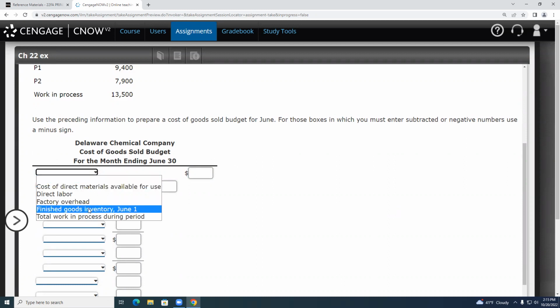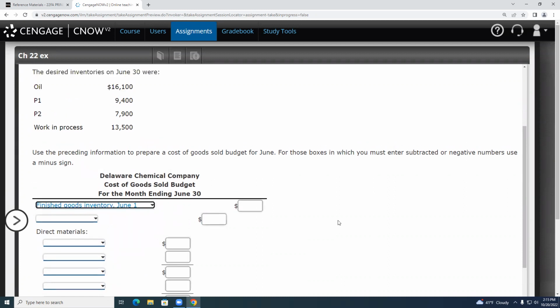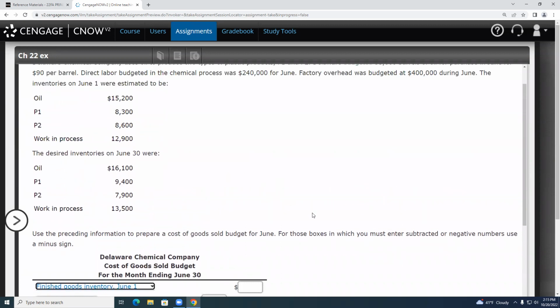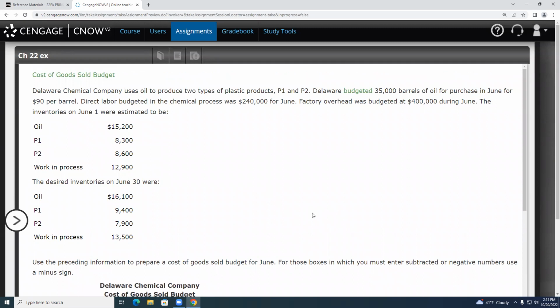So we start with our finished goods inventory. For the purpose of this exercise, we're going to be combining together the dollar amounts for P1 and P2. So we're not doing separate budgets for each one. We could do that. We might need that level of detail to do a more detailed analysis of the profitability of each product, for example. But for the purpose of this exercise, we're combining P1 and P2 together.